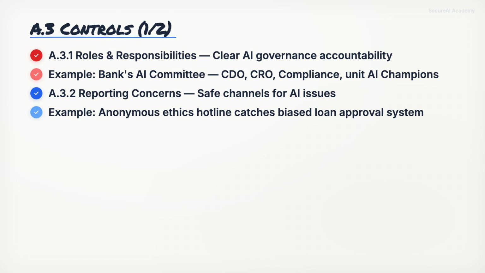Control 2. Reporting of concerns. Create safe channels for reporting AI issues. Example: an employee notices the automated loan approval system is rejecting applications from a specific zip code disproportionately. They report it through an AI ethics hotline, anonymously, without fear of retaliation. The concern is investigated within 5 business days.